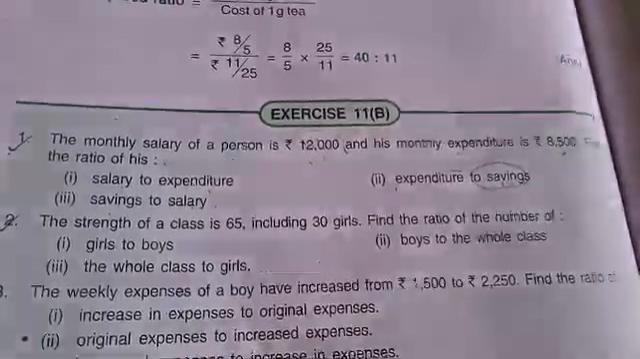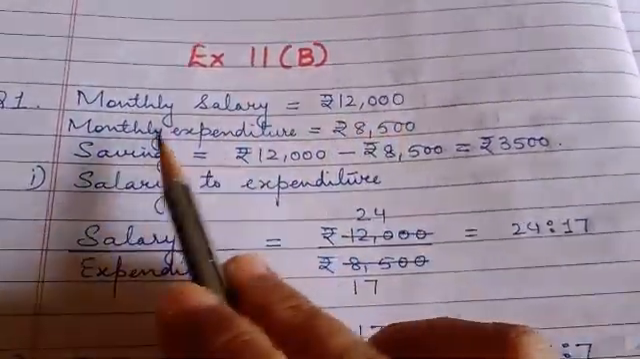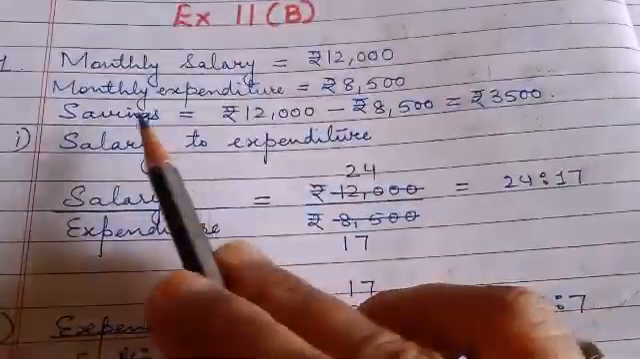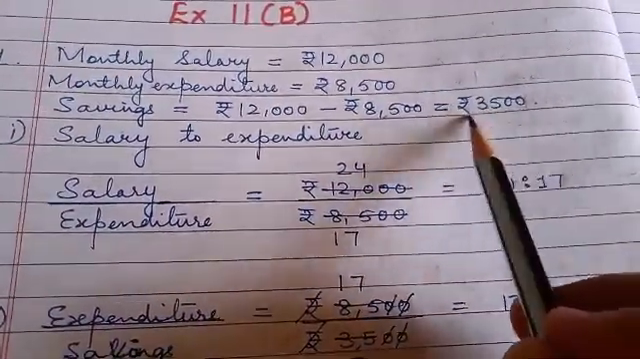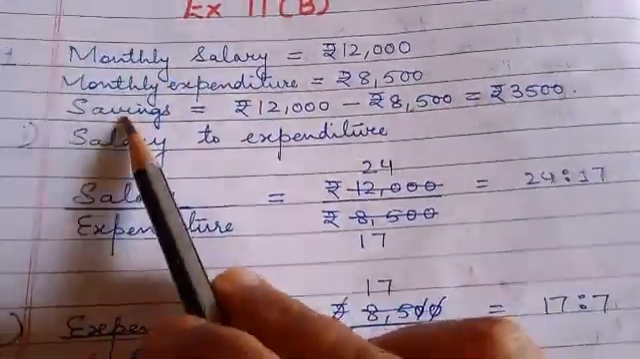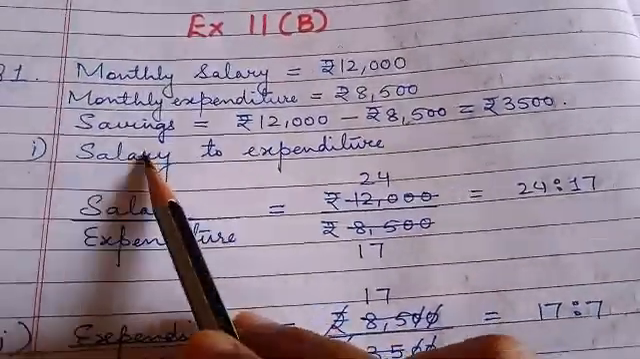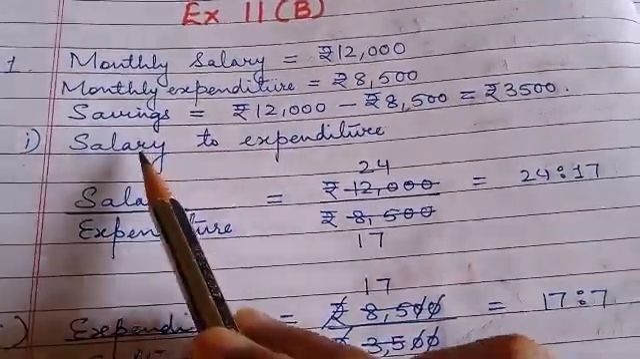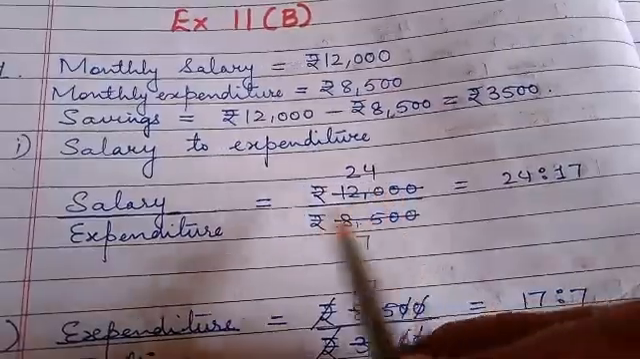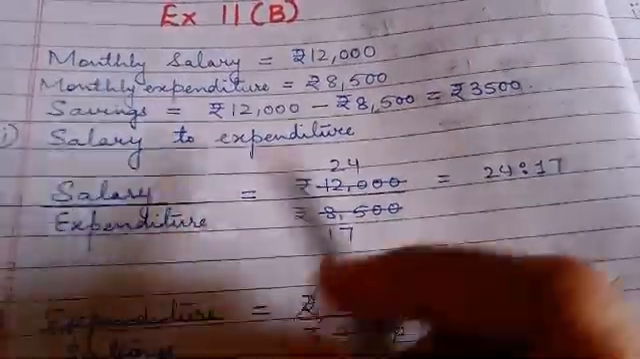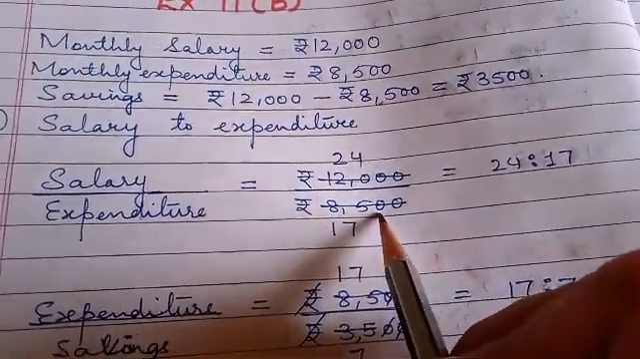Let's find out. You can see here monthly salary rupees 12,000, monthly expenditure rupees 8,500, and savings, I told you, 12,000 minus 8,500, which is rupees 3,500. So I have all the three things needed for the ratio. First one is salary to expenditure. So salary upon expenditure you have to write. What is salary? Salary is 12,000. What is expenditure? Expenditure is 8,500.